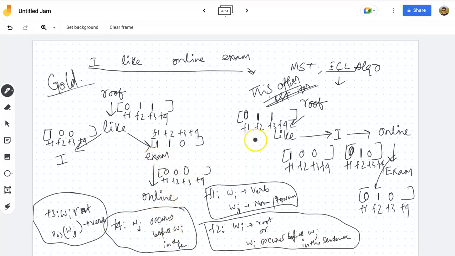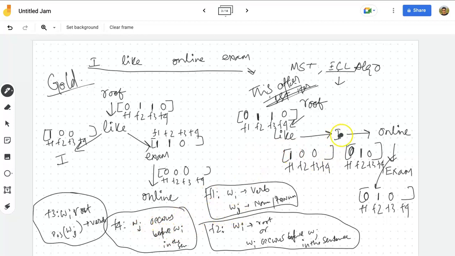Now let's fill up. Obviously wi is a root, which has no presence in the actual sentence, so it will be 0. Similarly, this will also be 0. Now for like to I, does I occur before like? If you check this, wj occurs before wi.